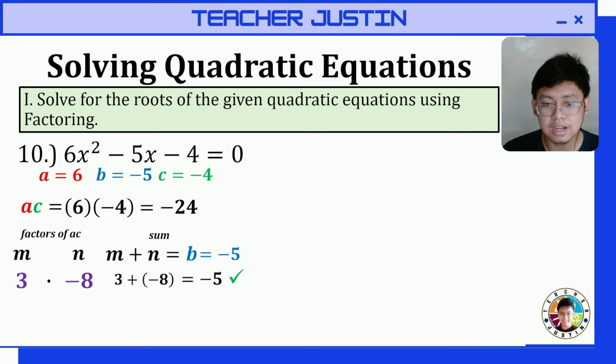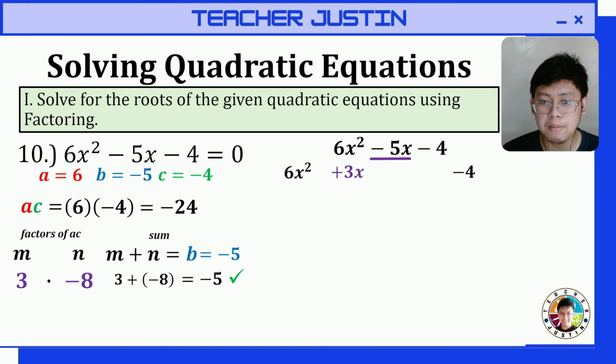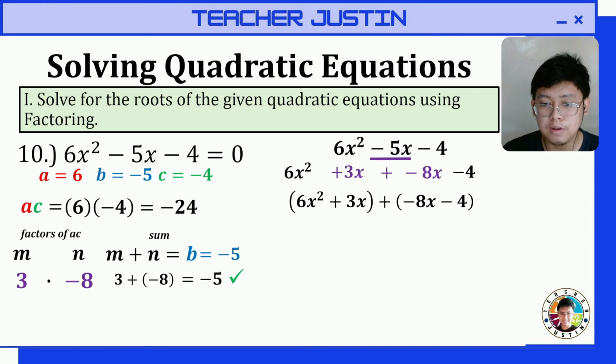Now, after getting the correct factors of AC, ang susunod natin gagawin is kopyahin yung quadratic trinomial and then kopyahin si first term at si last term. Yung middle term, i-express natin siya as the sum of 3x and negative 8x. So, na-expand na natin yung ating trinomial into a 4-term polynomial. So, since apat na yung term nila, pwede na natin gamitin yung factoring by grouping. So, i-group natin si first term at si second term, si third term at si fourth term.